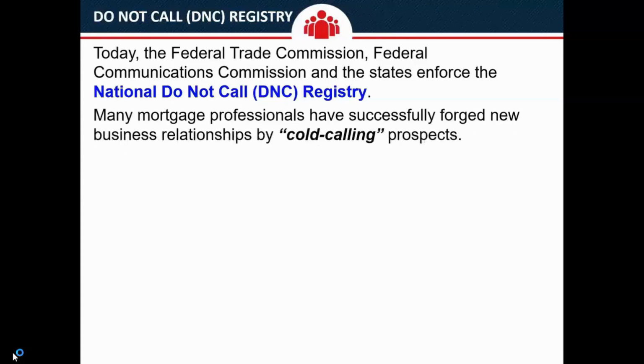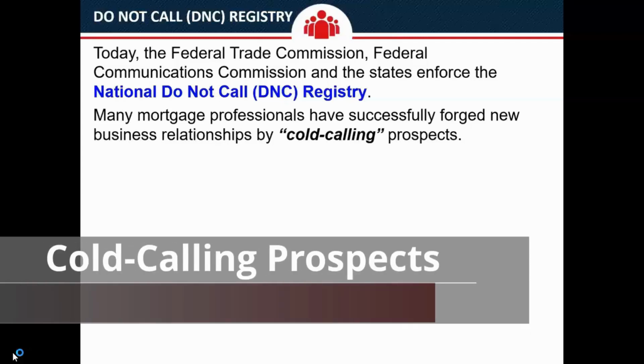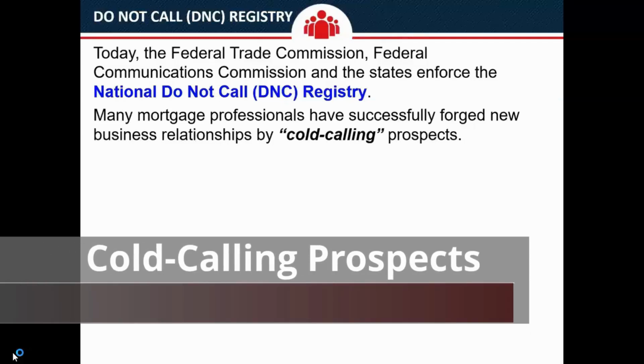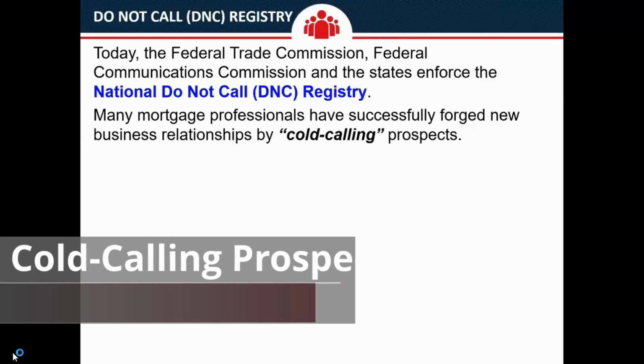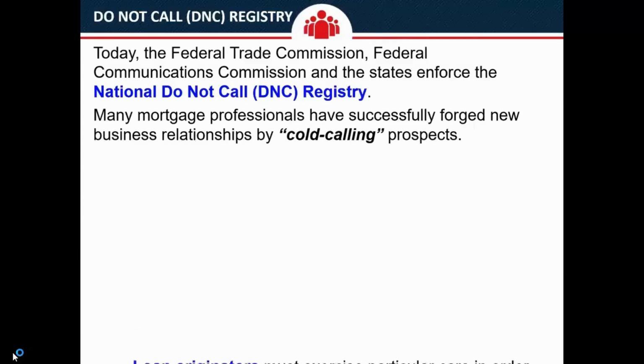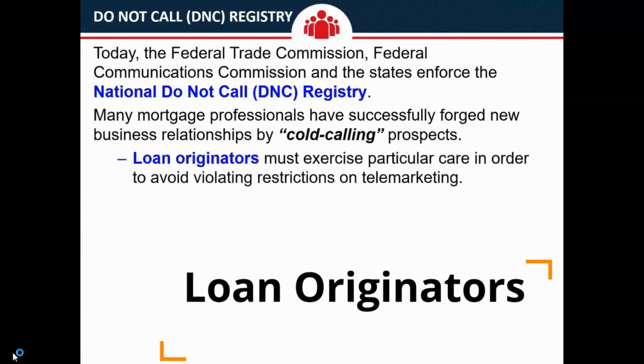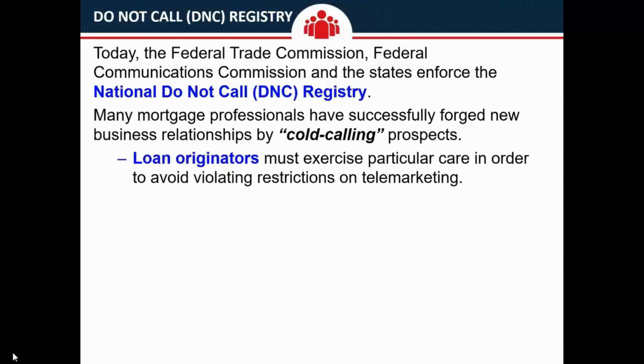Many mortgage professionals have successfully forged new business relationships by doing what's called cold calling to their prospects. You buy leads, you buy lists, you give them calls. Loan originators must exercise particular care in order to avoid violating the restrictions of telemarketing. That's why we want to make sure that you're completely aware of what those rules and regulations are.